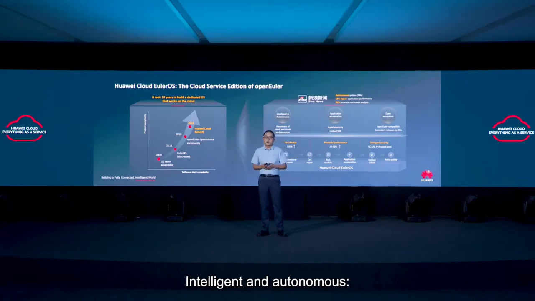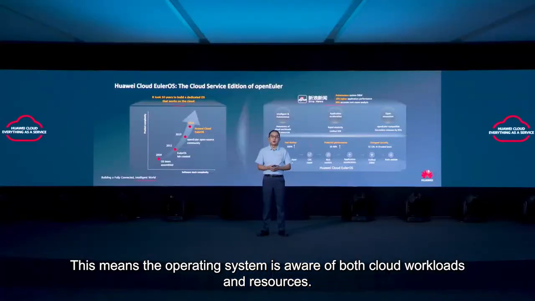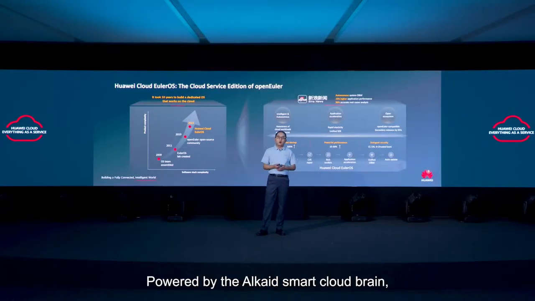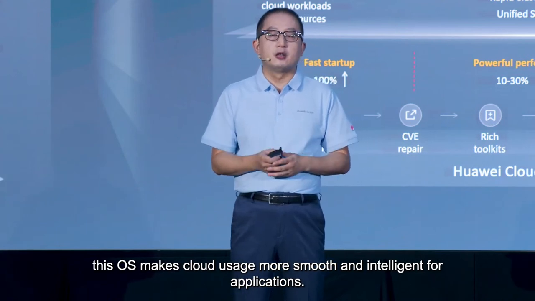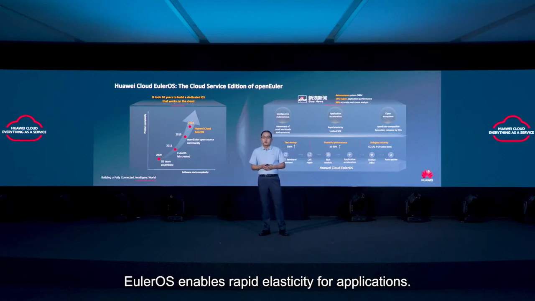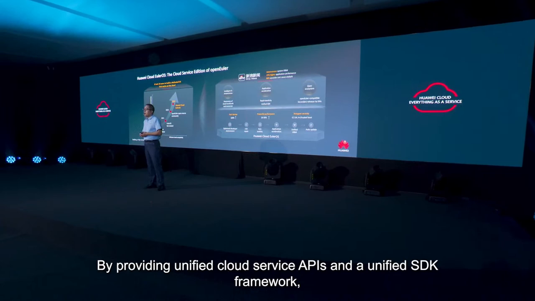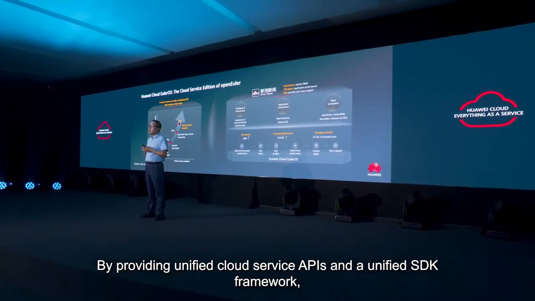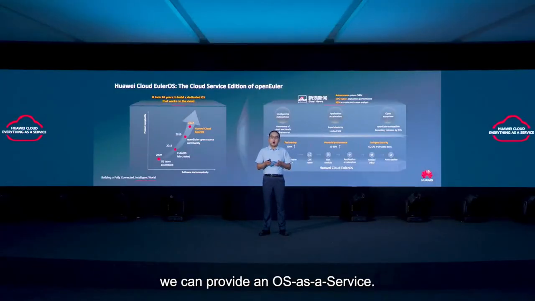Intelligent and autonomous. This means the operating system is aware of both cloud workloads and the resources. Powered by the Cloud Smart Brain, this always makes cloud usage more smooth and intelligent for applications. The second, application acceleration. Euler always enables rapid elasticity for applications by providing unified cloud service APIs and a unified SDK framework. We can provide an OS as a service.